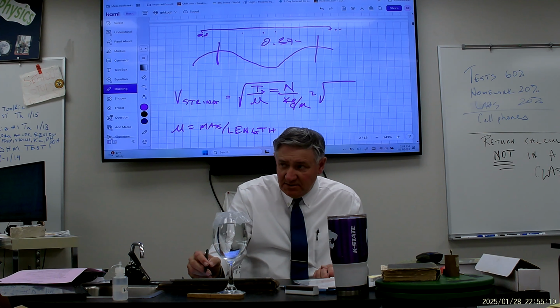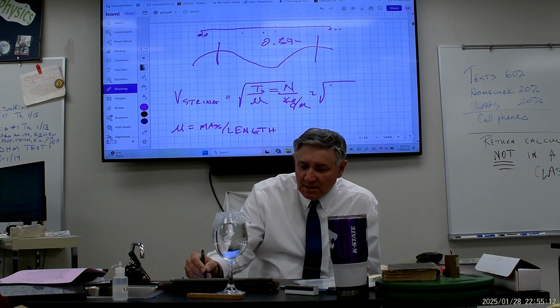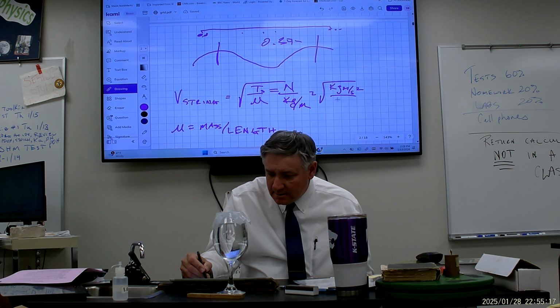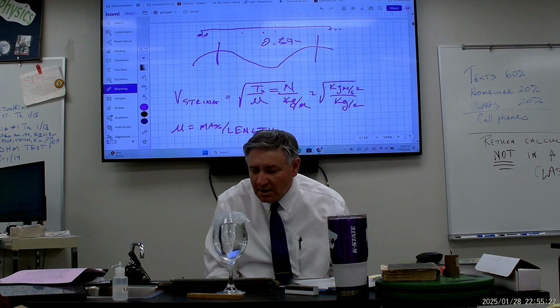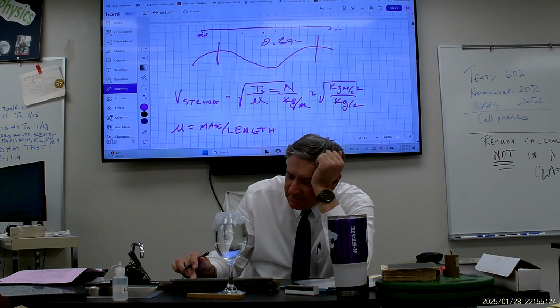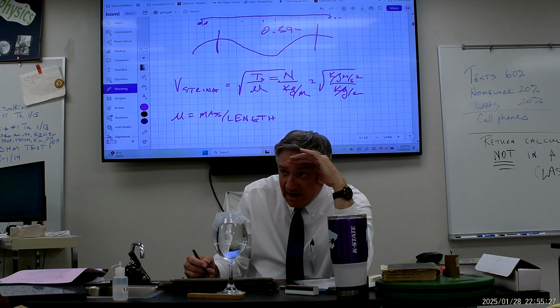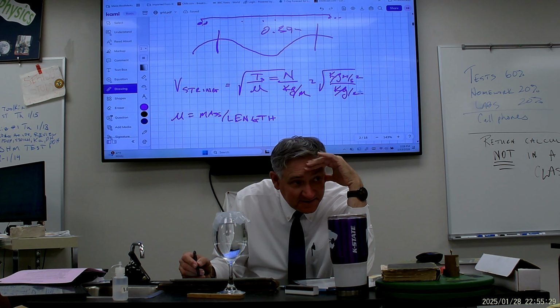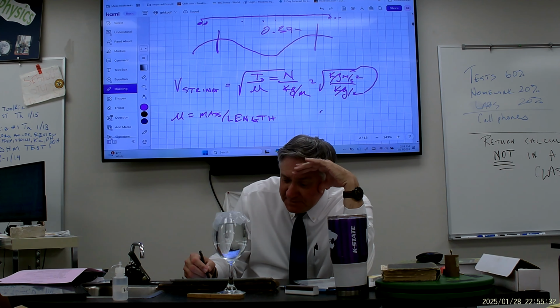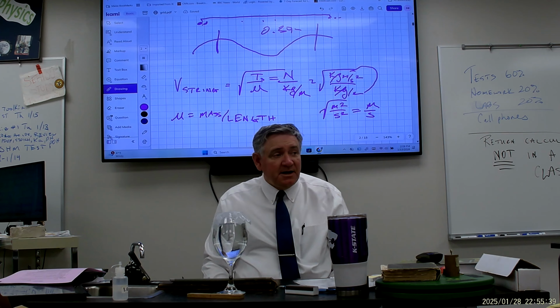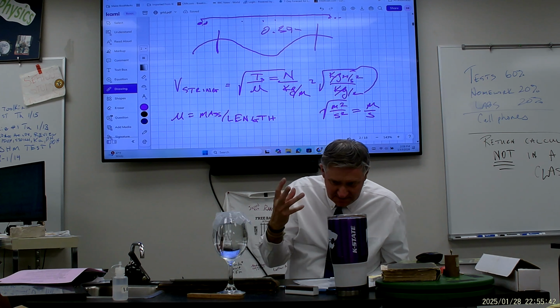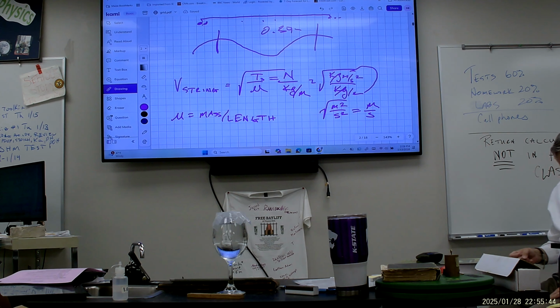Now, here's the cool part of this. What's another way to express newtons? Kilograms meters per second squared, divided by kilograms per meter. The kilograms are going to cancel out, but what's going to happen to the meters? That's going to flip up, and you're going to get the square root of meters squared over seconds squared, otherwise known as velocity. What this represents is the speed of wave on the string.